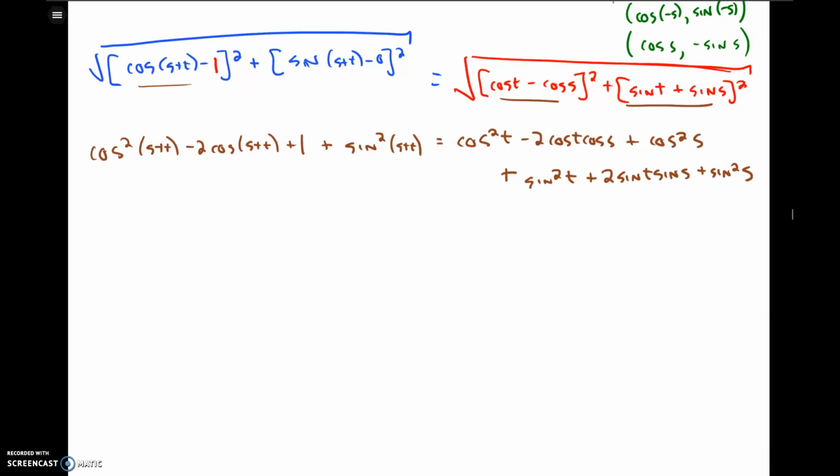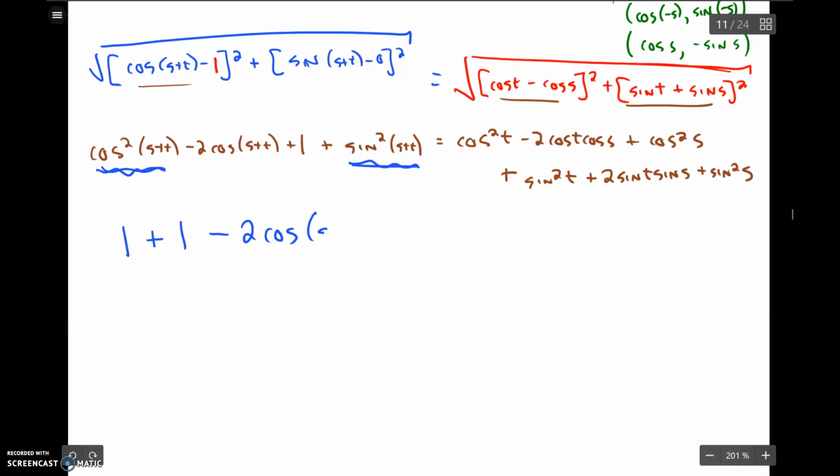All right, so first of all, remember, sine squared plus cosine squared is equal to 1. But you have to have the same angles. So do I see a sine squared and a cosine squared here? Are they the same angles? Yep. So that's a 1. Plus 1 minus 2 cosine s plus t. So I got a 1 here, I got another 1 there, and then I got that.